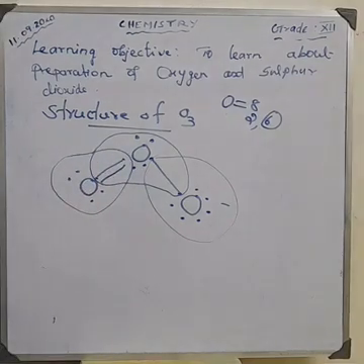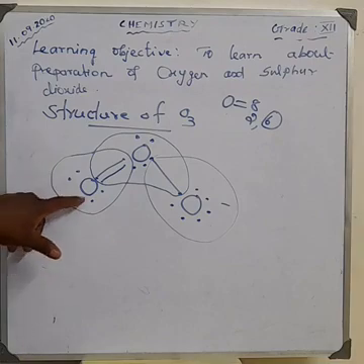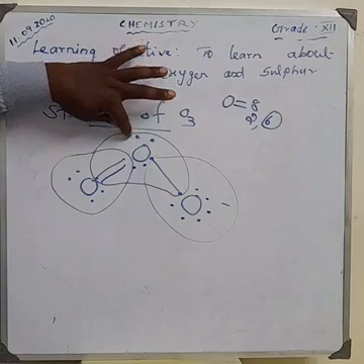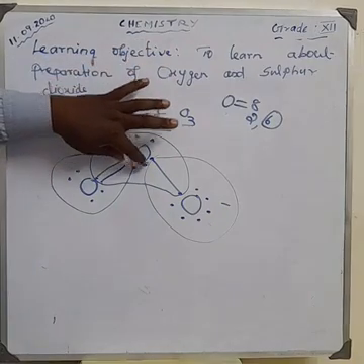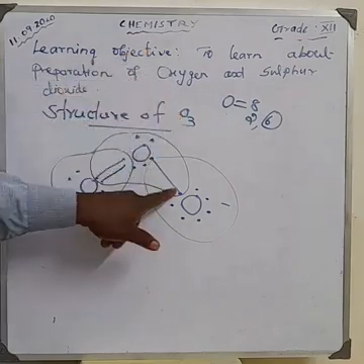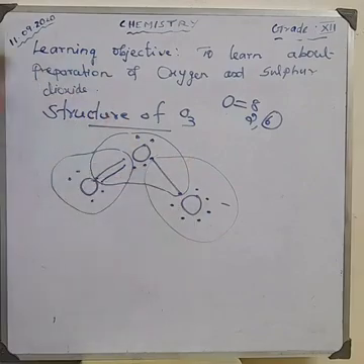Actually, the outermost shell of oxygen has how many electrons? 6 electrons. That we already have here, 1, 2, 3, 4, 5, 6. This is for this oxygen. What about this oxygen? Sorry, 1, 2, 3, 4, 5, 6. About this one, 1, 2, 3, 4, 5, 6. All are clear. Okay. Next.